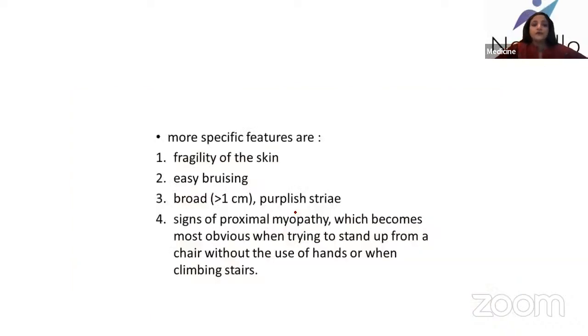Okay, so the other specific features, which were asked in your MCQs, is there'll be fragility of the skin. Now this is specific only for Cushing syndrome. The diastolic hypertension you can find in a lot of other cases also. Osteoporosis you can find in a lot of other cases also, but specific to Cushing syndrome is fragility of the skin. There'll be easy bruising, broad, that is more than 1 centimeter, purplish striae, and signs of proximal myopathy, which becomes most obvious when trying to stand up from a chair without the use of hands.